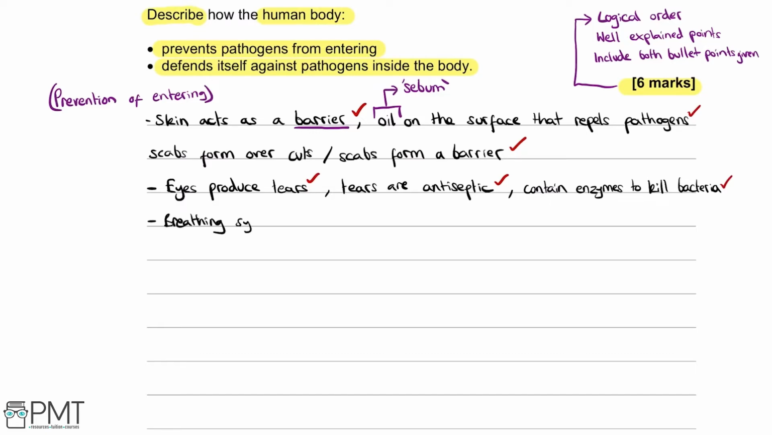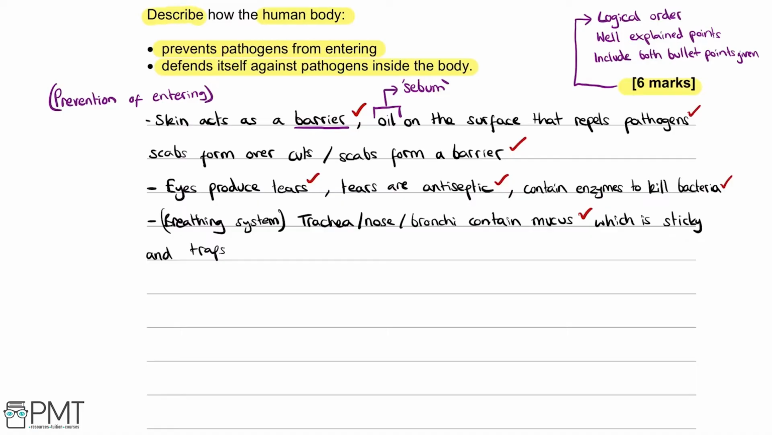Then there are marks available for you talking about your breathing system, so all to do with your nose and your trachea and your bronchi. And what you can say about these is that they contain mucus. Mucus is a sticky substance which will trap the pathogen and stop it from going all the way into your body. The mucus is then carried away by the cilia, so that can be carried back up so that you can spit it out, or it will go down into the stomach to be dealt with by the hydrochloric acid. And the term cilia is just referring to all of these small hairs that line your air passages, so your nose and your trachea and so on.